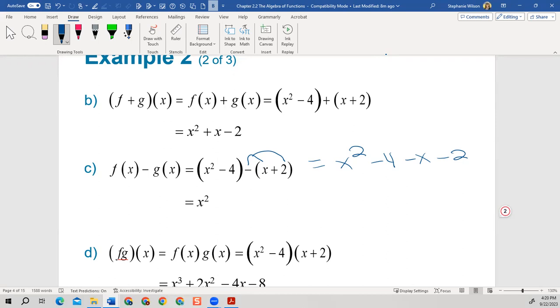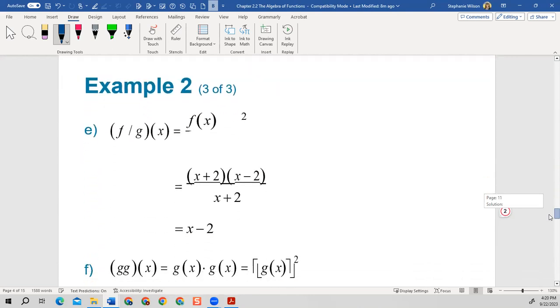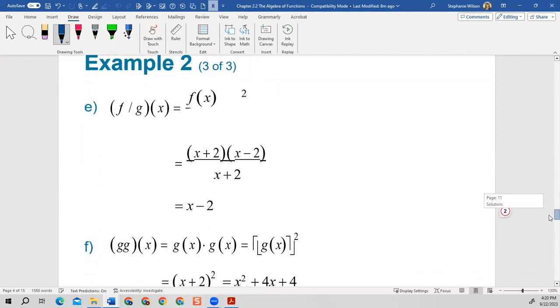So those of you that are pausing this, you don't get it wrong. So I have minus x, and then these two here go together, get negative 8. Okay. Looks great. And the division one. So yeah, I wrote this down a while ago. We have x squared minus 4 over x plus 2. There you go. And then these two reduced. All right, looks great.